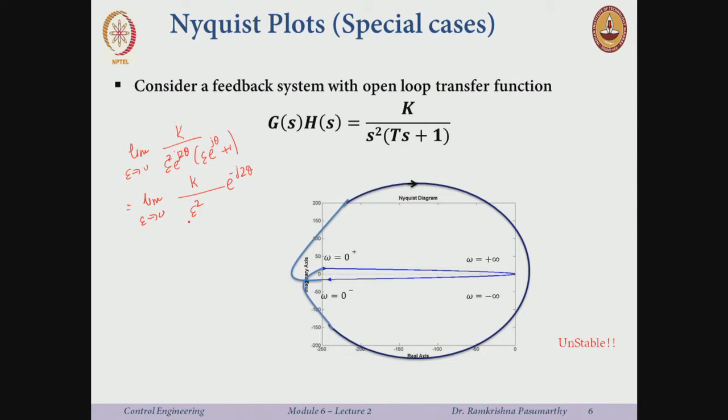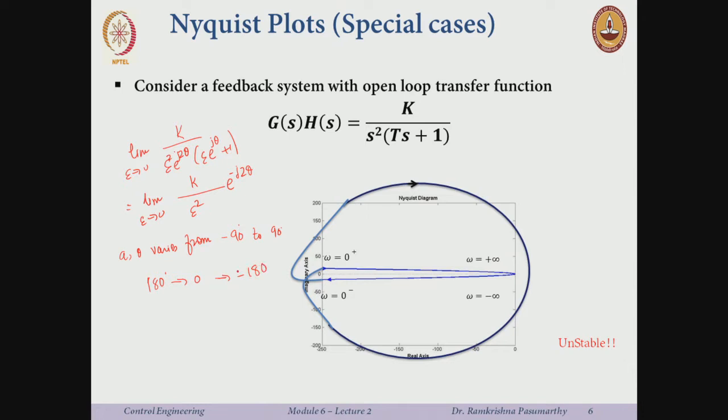So, of course, the magnitude goes to infinity, and as theta varies from minus 90 to plus 90 in the S plane, in the QS plane, it varies from an angle of 180 degrees to 0 to minus 180. Okay.